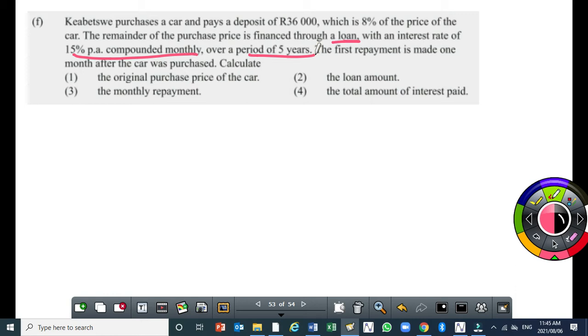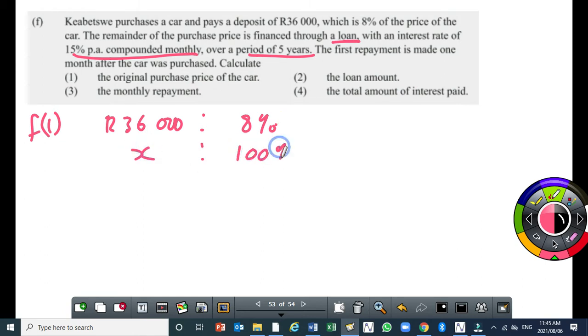The first repayment is made 1 month after the car was purchased, which means the first payment is made at T1. That's what it means. Right? Calculate the original purchase price of the car. Now, this is not grade 12. All right. Do you agree with me? Okay, you can use proportion there. So, we are saying 36,000 is equivalent to 8%. Right? Then X is going to be 100%.